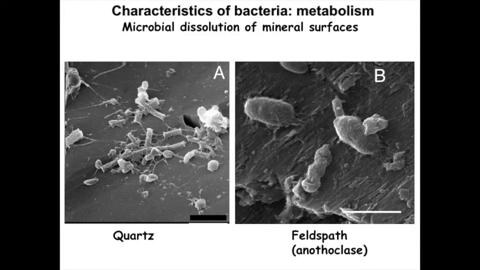Now, these are processes. How can processes be preserved in the rock record? They can only be preserved if the processes have an effect on the immediate environment. Microbes like surfaces. Most microbes are surface related. And here are some images of microbes on the surfaces of minerals such as quartz or feldspar.